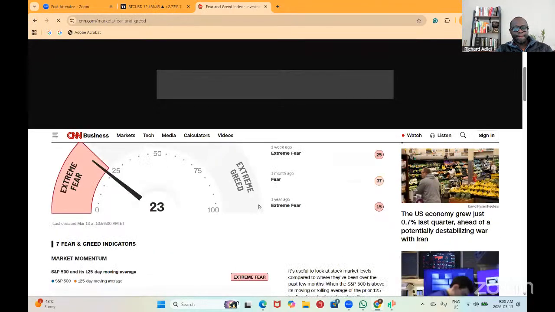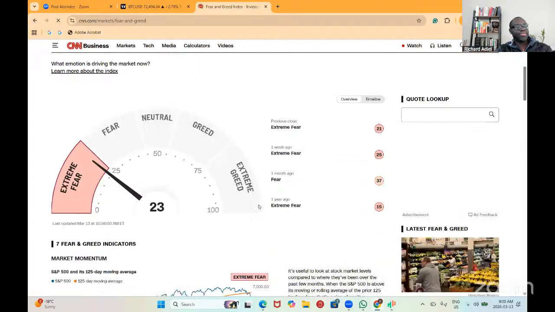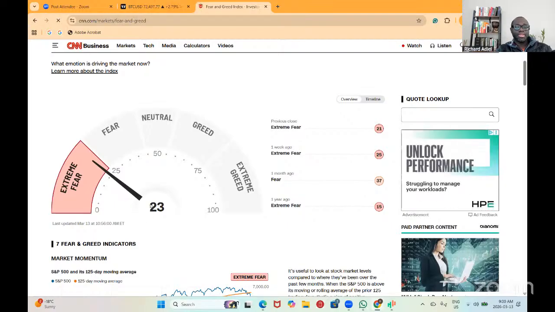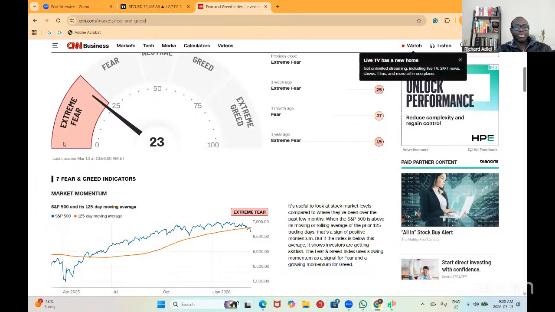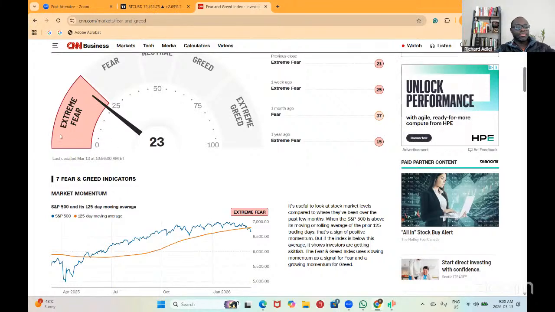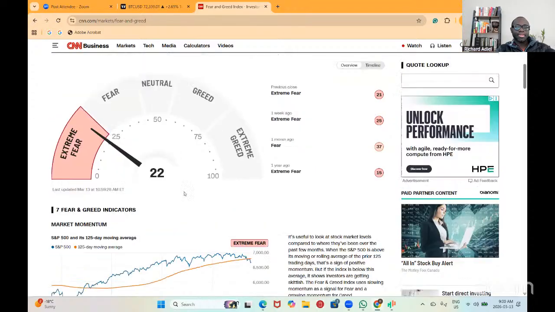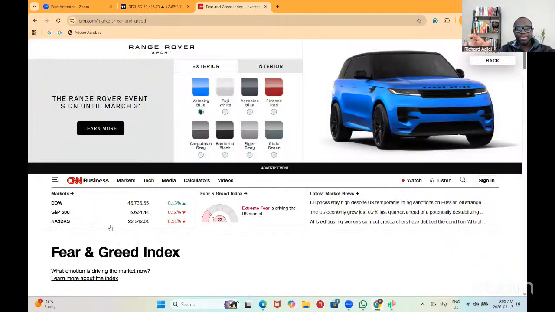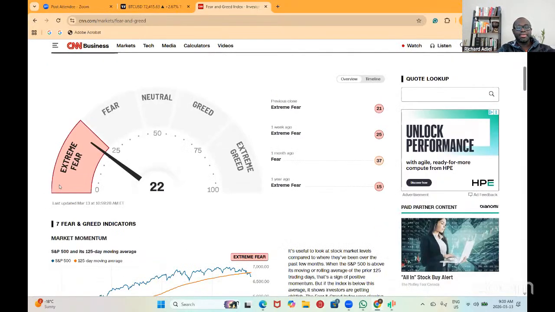So here, all of a sudden we are in extreme fear. We are still at 23%. So for the market to bottom, we need to get somewhere close to zero, like 4% or something. In math, there's something called X approaches zero. So as the fear and greed index approaches zero, that's when we are going to get the market to bottom.